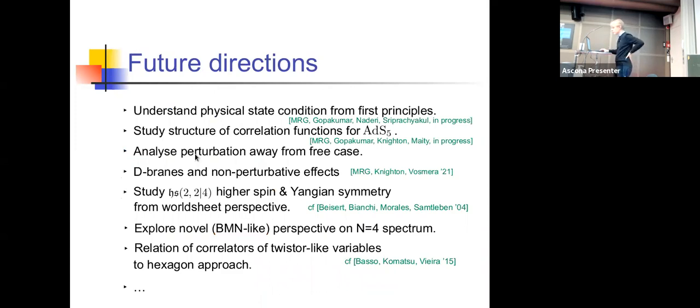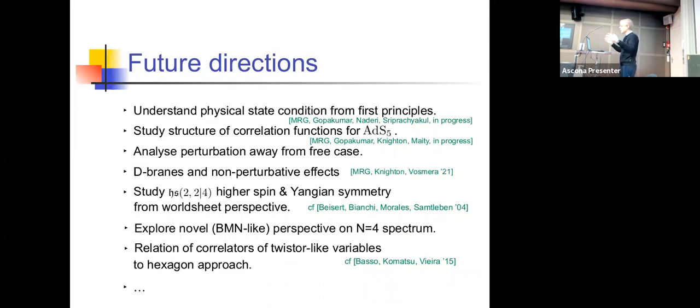So first and foremost, we have to understand this physical state condition from first principles. We have to construct this cohomology operator, show that the cohomology leads to that. Unfortunately, that's not an easy problem, but we are working on it. Then we are trying to understand the structure of the correlation functions.